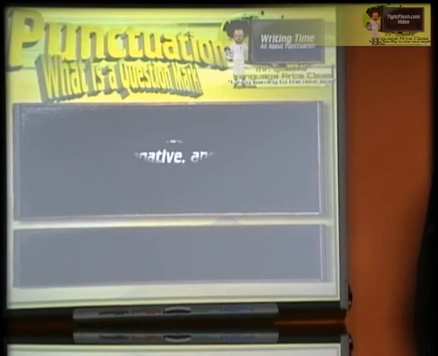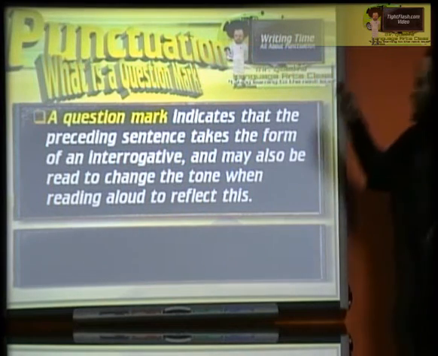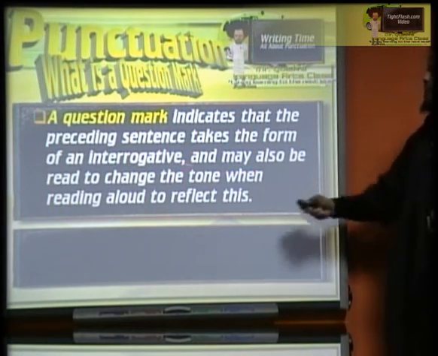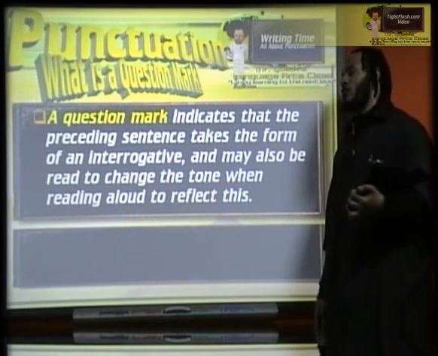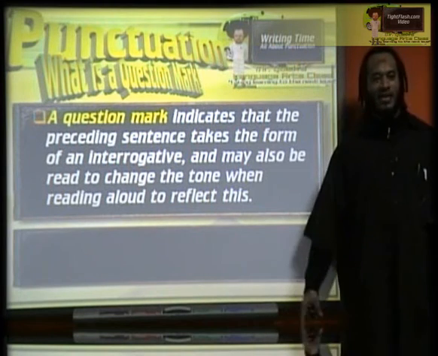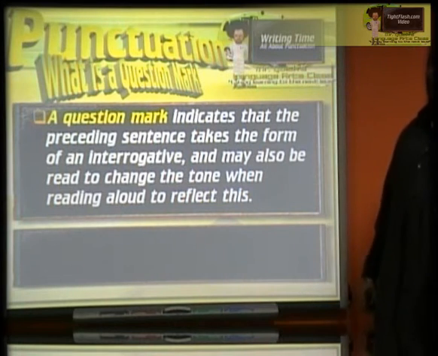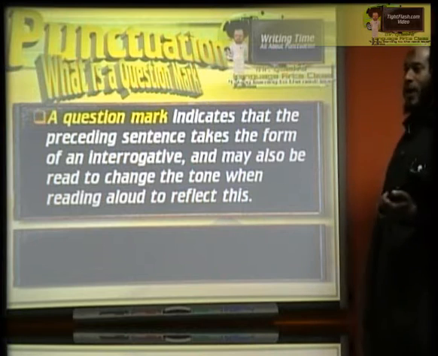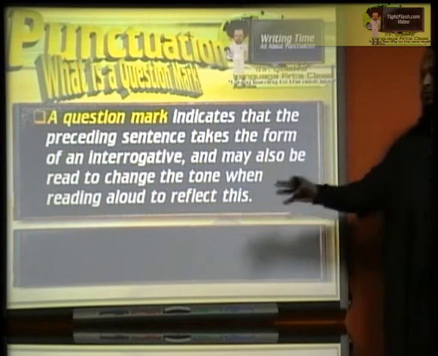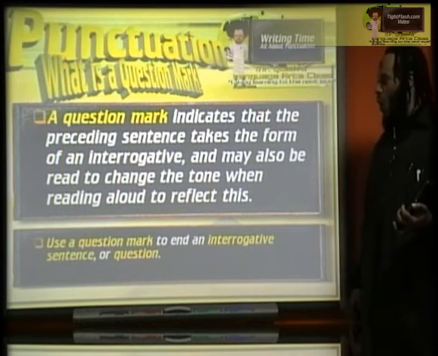Moving right along. Can't stay there forever. What is a question mark? Well, a question mark indicates that the preceding sentence takes the form of an interrogative and may also be read to change the tone when reading aloud to reflect this. Interrogative, interrogation. This is what your parents do a lot. They ask you a whole lot of questions about whatever they want to ask about, and you have to answer it. It's called interrogation. Well, that's what interrogative comes from.